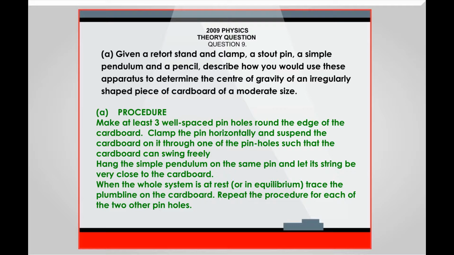Procedure. Make at least 3 well-spaced pinholes round the edge of the cardboard. Clamp the pin horizontally and suspend the cardboard on it through one of the pinholes such that the cardboard can swing freely. Hang the simple pendulum on the same pin and let the string be very close to the cardboard. When the whole system is at rest or in equilibrium, trace the plumb line on the cardboard. Repeat the procedure for each of the 2 other pinholes.